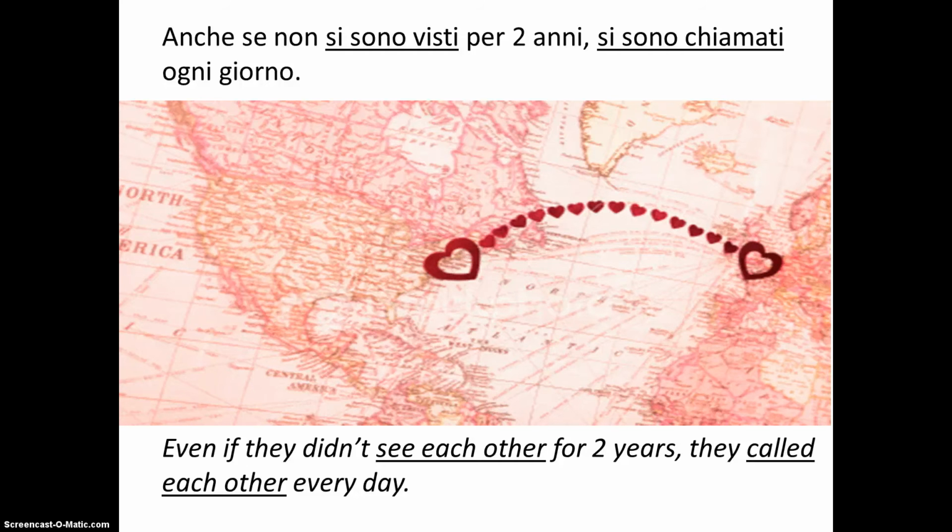Anche se non si sono visti per 2 anni, si sono chiamati ogni giorno. Even if they didn't see each other for 2 years, they called each other every day. Reciprocal verbs, like reflexive verbs, always take the verb essere instead of the verb avere with the passato prossimo.